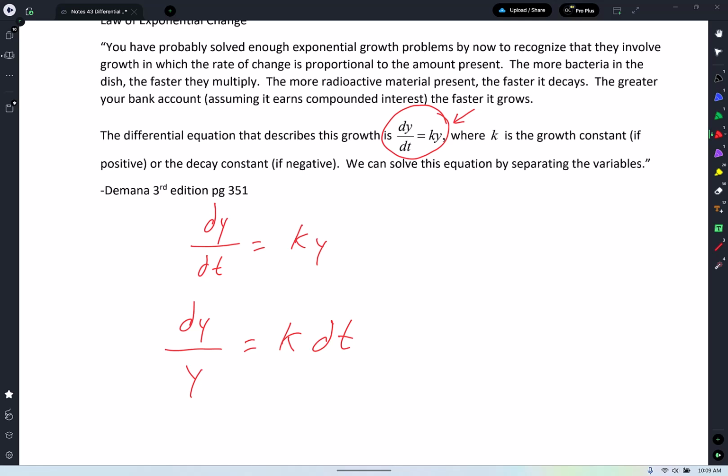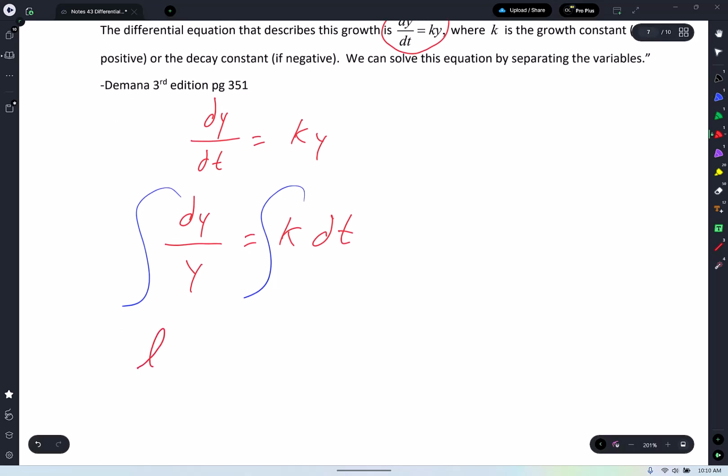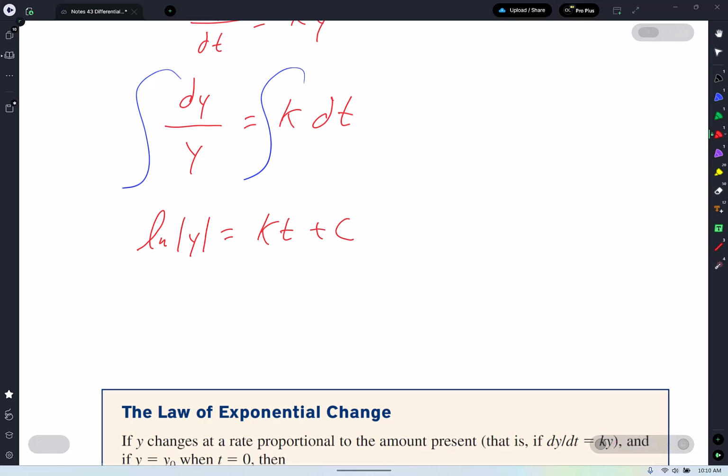Have I confused anyone? If I want this to be a model, I want to get rid of the dy and the dt. I'm going to do that by integrating, and look what I get: ln absolute value of y equals kt plus c. Are we still okay? I'm trying to solve for y, so I don't want ln there. So I'm going to exponentiate with e, and this turns into absolute value of y equals e to the kt plus c.